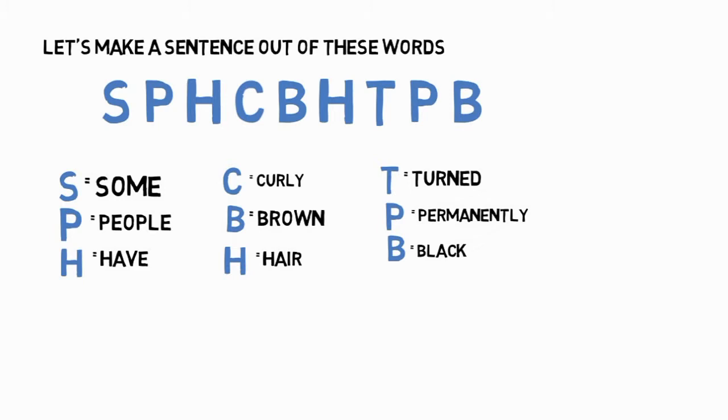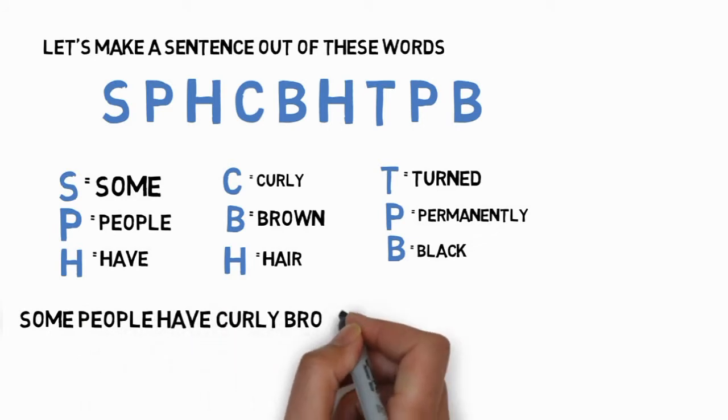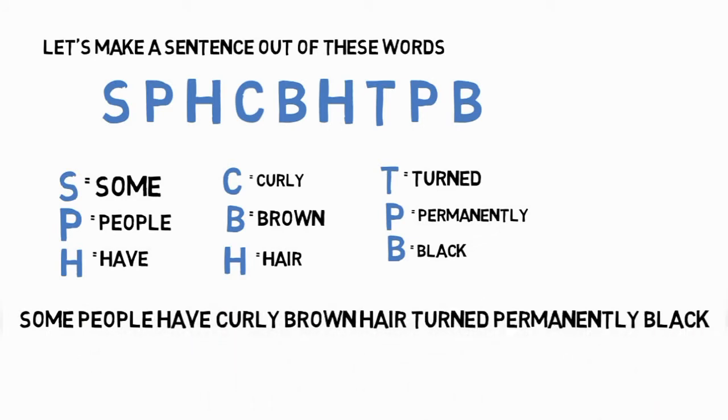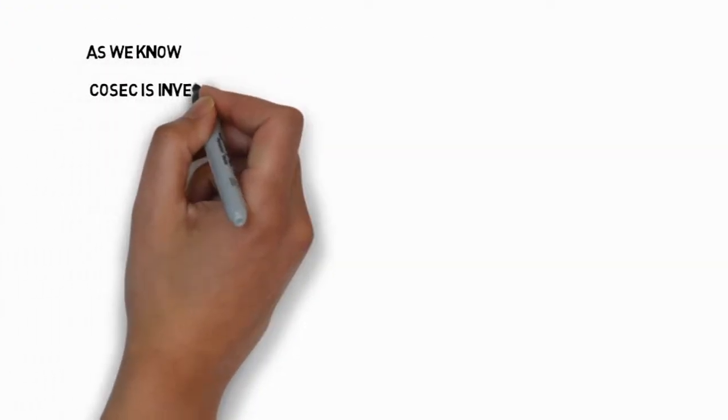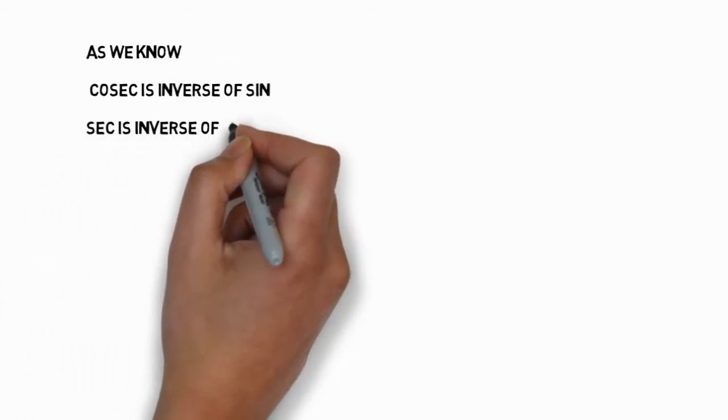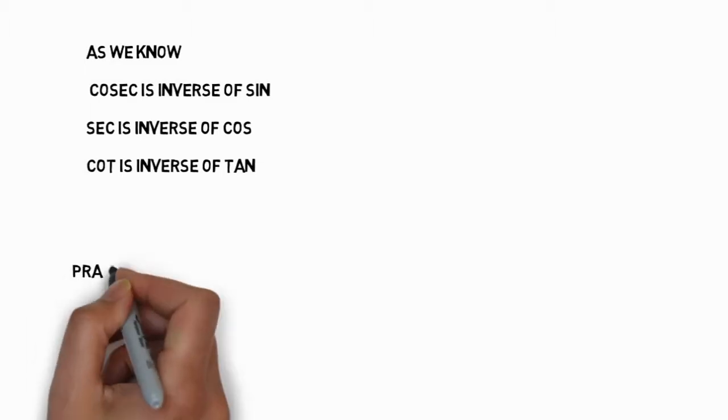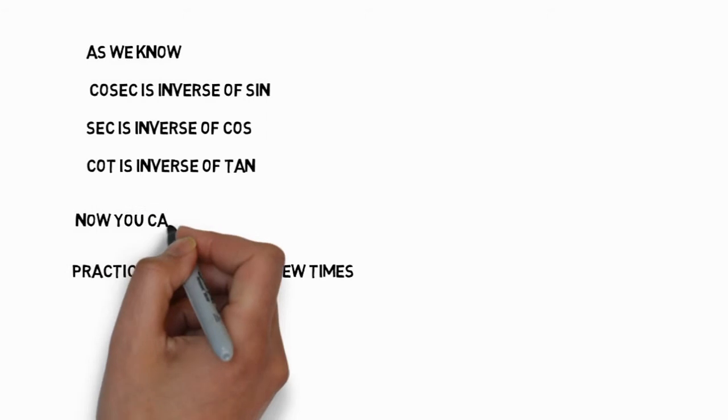So rearranging all these words, we get: some people have curly brown hair turned permanently black, where sin theta equals P by H, cos theta equals B by H, and tan theta equals P by B, where P stands for perpendicular, B for base, and H for hypotenuse. We know cosec is inverse of sin, sec is inverse of cos, and cot is inverse of tan. So remembering the formulas for sin, cos, and tan, we can memorize the formulas for all of them. If you practice the mnemonics a few more times, you can write the formula easily.